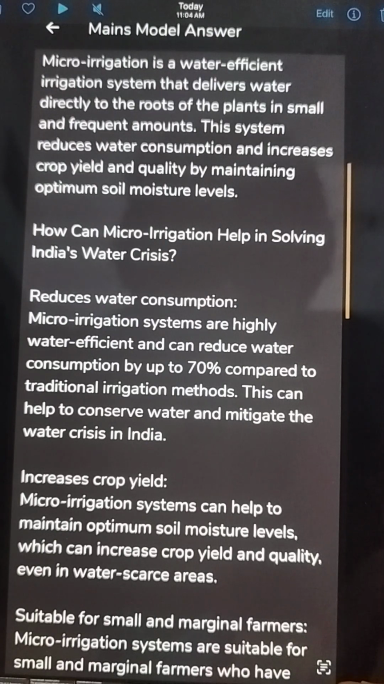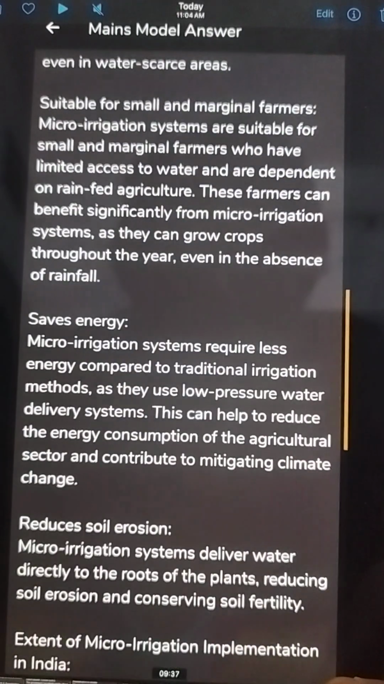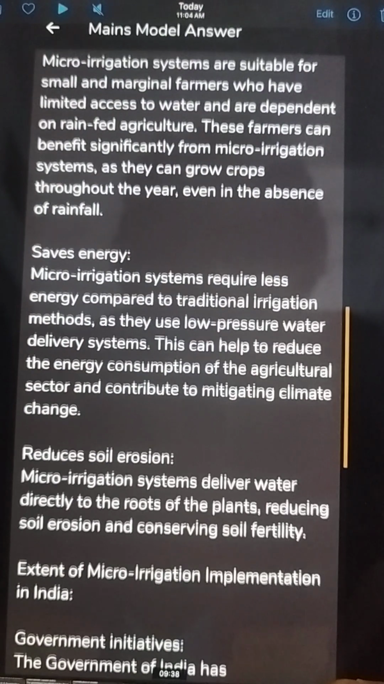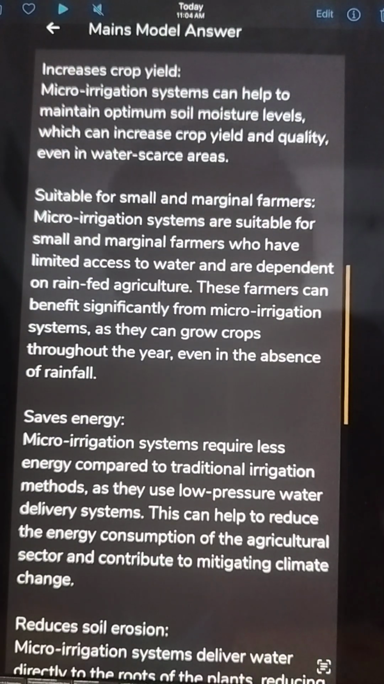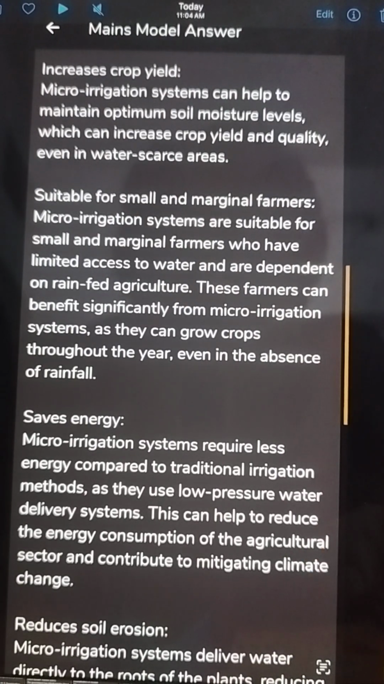Then comes suitable for small and marginal farmers. Micro irrigation systems are suitable for small and marginal farmers who have limited access to water and are dependent on rain-fed agriculture. These farmers can benefit significantly from micro irrigation systems as they can grow crops throughout the year even in the absence of rainfall.